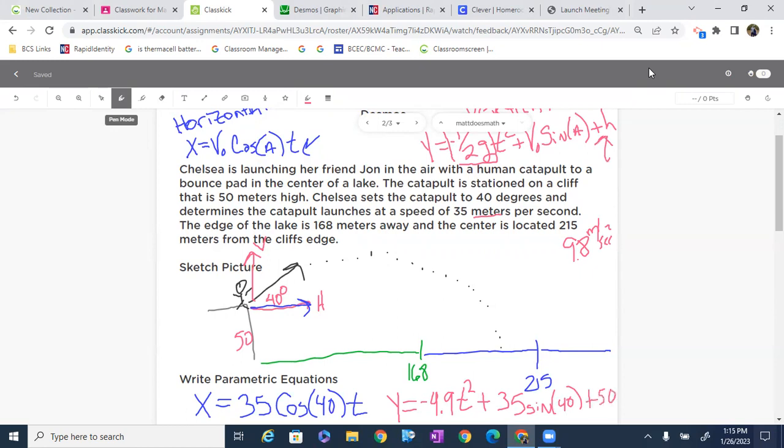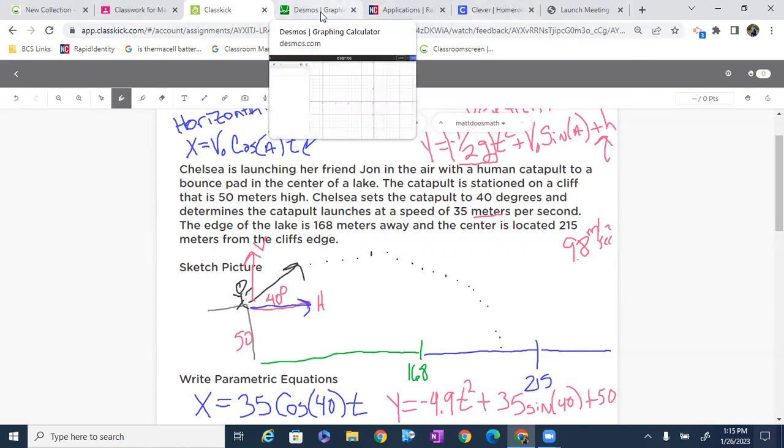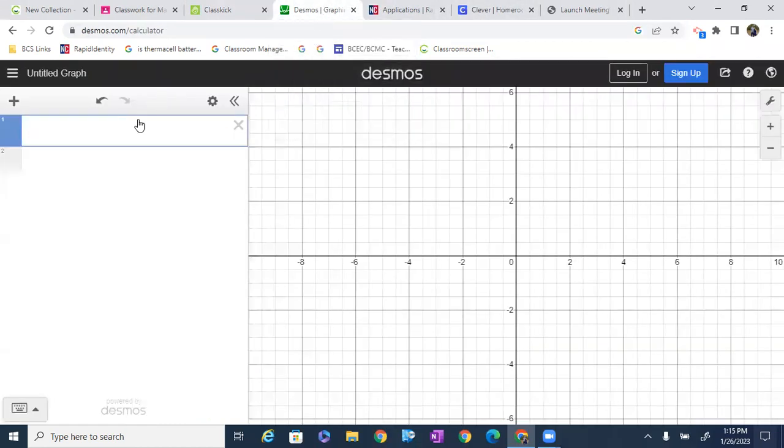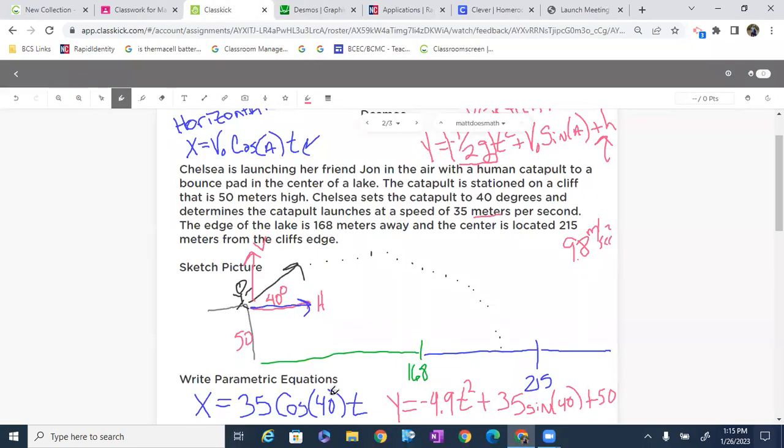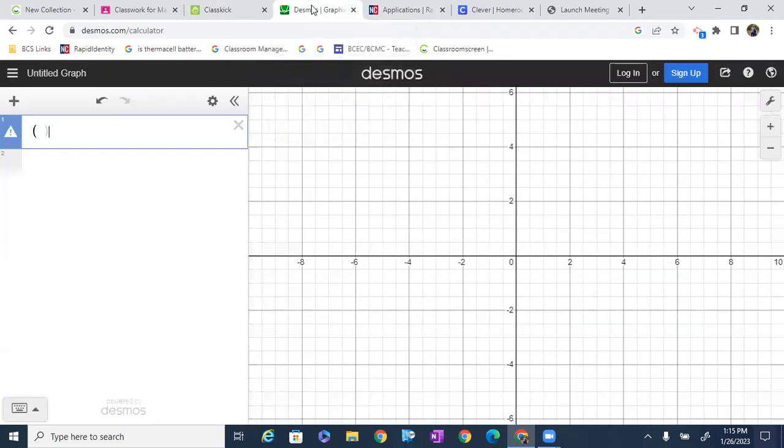Okay, so from here, let's go ahead. We've got our sketch. We've got our parametric equations. We're going to go to Desmos, and we are going to type this in. So let's go in here. We start by making a point, and how we do that is we just go with our initial velocity, our angle, and our t. So 35 and 40. So I'm going to write 35 cosine of 40 with a t attached to it on the outside of the parentheses. Super important. You don't want to put that in there. I'm going to put a comma.